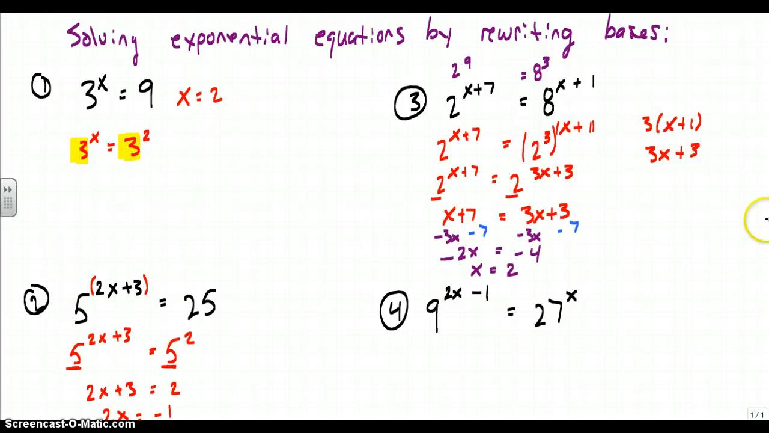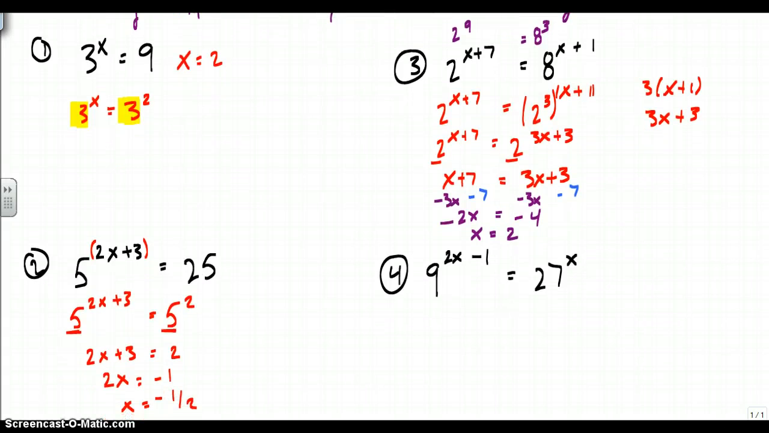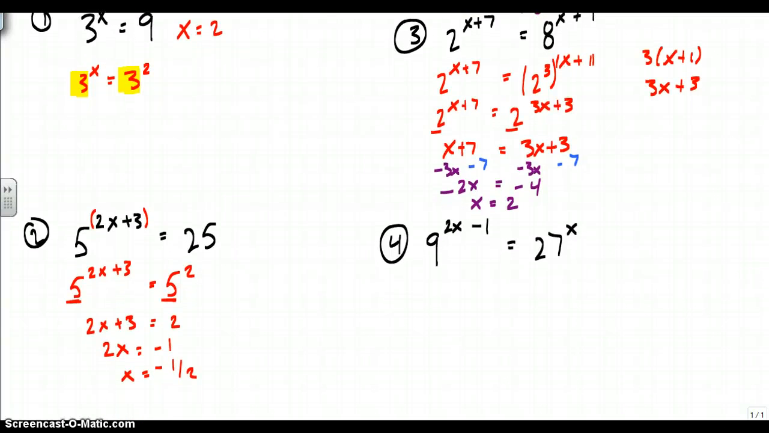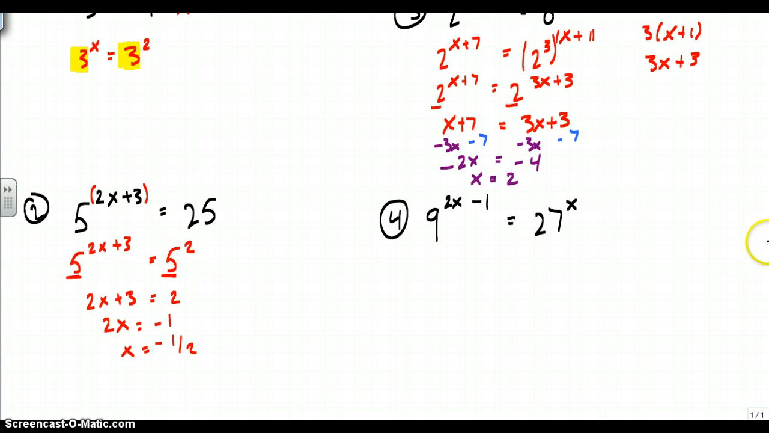All right, so let's look at number 4. And I'm moving quickly through this because if you have questions, you can pause and rewind or go back and look over it. So number 4 is a little bit different. I can't really simplify 27 to be 9. There is no whole number power where 9 equals 27. And I can't get 9 to look like 27.